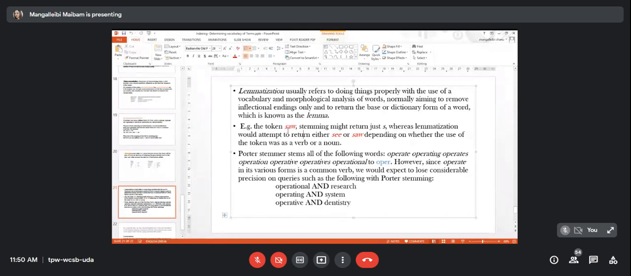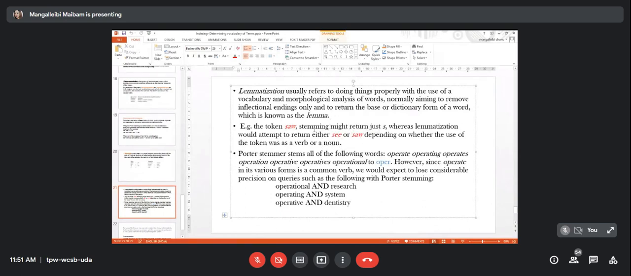So when I write saw, the base form of the verb, this is a verb, right? When we consider saw as a verb, we can return see. But if saw is a noun, we will be returning saw. So that is what it says. Lemmatization would attempt to return either see or saw, depending on whether the use of the token was a verb or a noun. So if it is a verb, it will return see. If it is a noun, it will return saw.